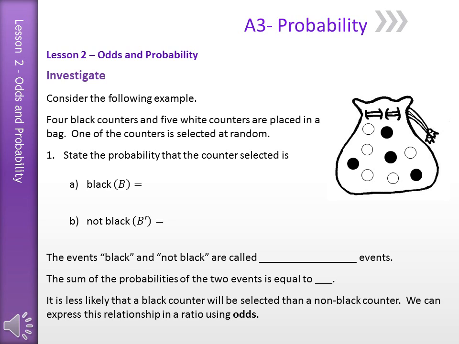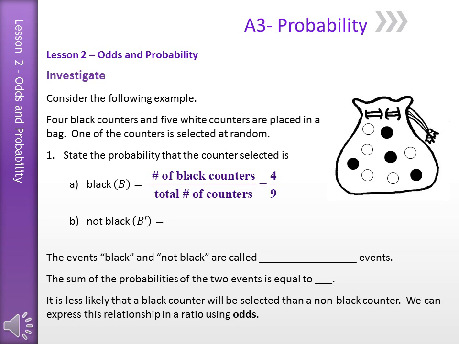Number 1. State the probability that the counter selected is, for A, black. So that would be the total number of black counters over the total number of counters. There's 4 black, there's 9 altogether, so the probability would be 4 over 9.